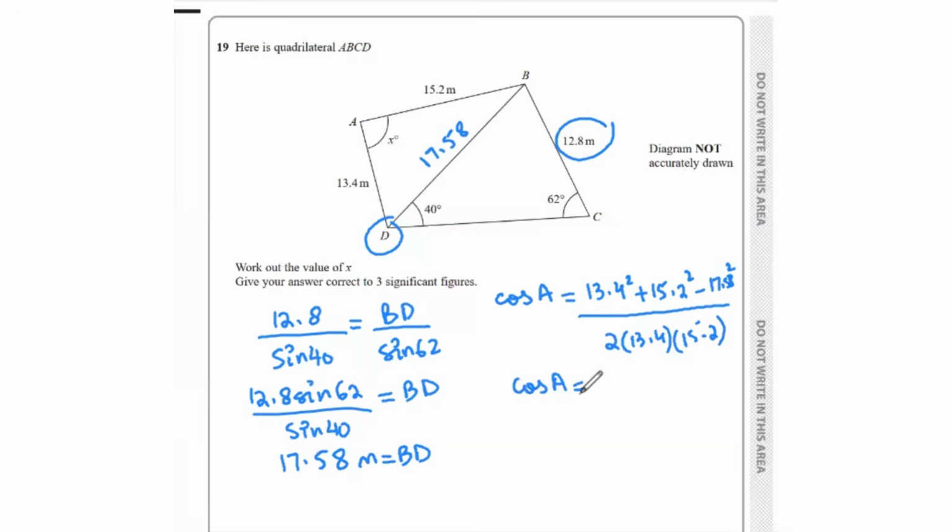That is going to give us 0.24927. When you find cos inverse of that, that gives us a value of 75.6 degrees. That is your angle correct to 3 significant figures. That's x.